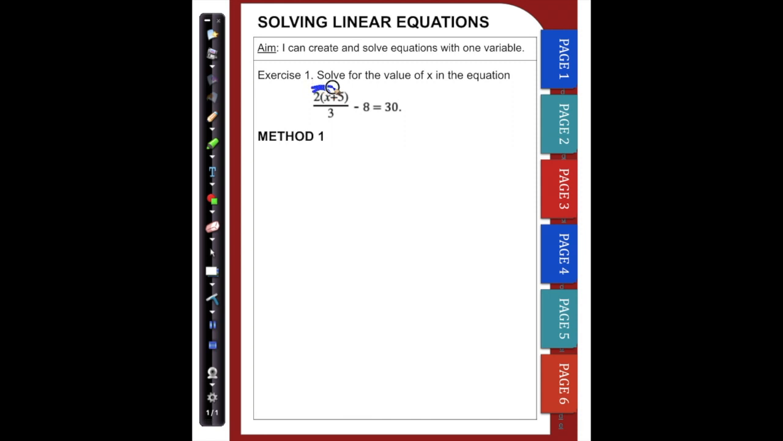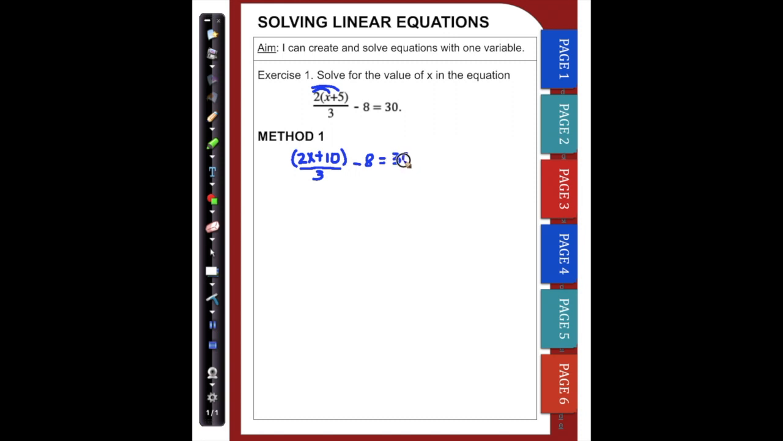Okay, first I'd like to point out the numerator, 2 times x plus 5. Let's get rid of the parentheses and just distribute 2 to each term inside the parentheses. So that would become 2 times x, which is 2x, plus 2 times 5, which is 10, all over 3. And then just copy down minus 8 equals 30. Okay. How do we solve this problem?